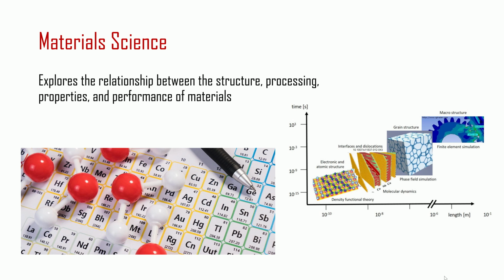Materials science. Materials science course, also called Materials Science and Engineering, is an interdisciplinary field that explores the relationship between the structure, processing, properties, and performance of materials. It's a field that draws from physics, chemistry, and engineering to develop new materials and improve existing ones for various applications.